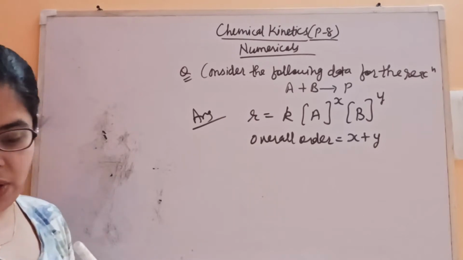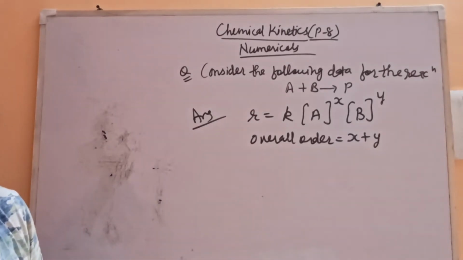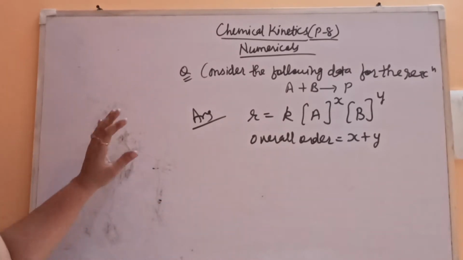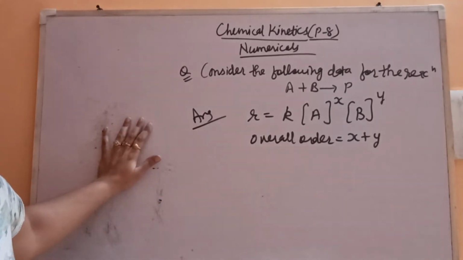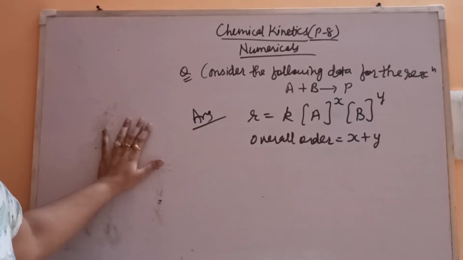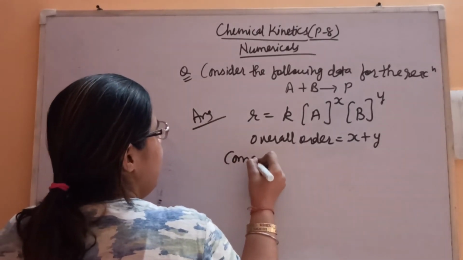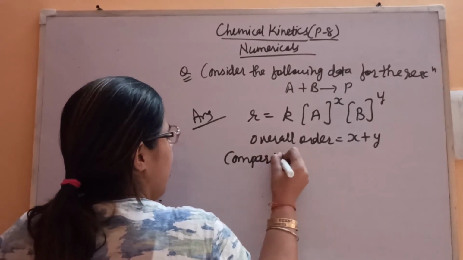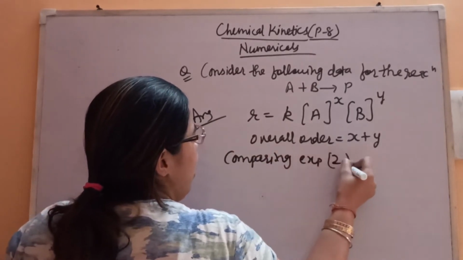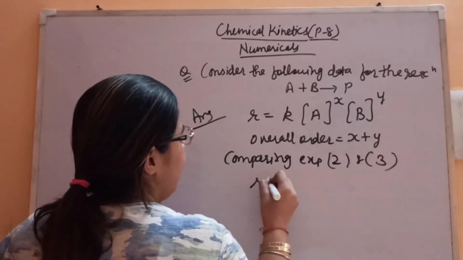So just see in your question that in experiment number 2 and 3, that is the serial number I have written, the initial concentration of A is constant. Fine. So now we will choose these so that we can easily calculate the order with respect to B. So let's choose, comparing experiment 2 and 3. Write down the rates.